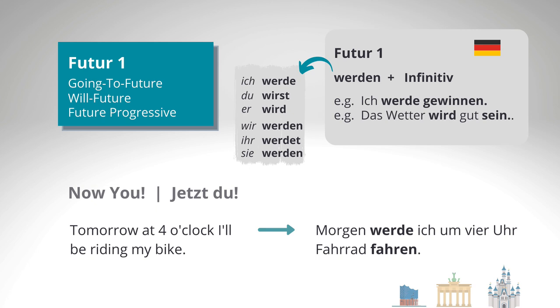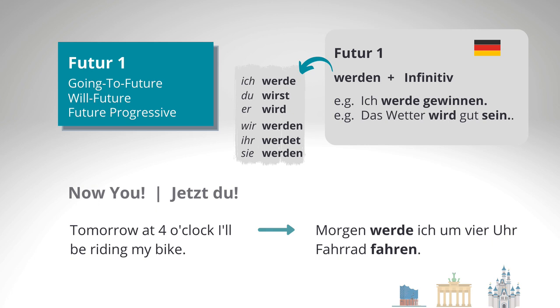Because we know that ich is the subject of the sentence, we need to look for the first person singular of werden, which is ich werde. Ich werde. So, morgen werde ich fahren. Morgen ich werde fahren would not be wrong, but it would sound a little weird. So, morgen werde ich fahren.